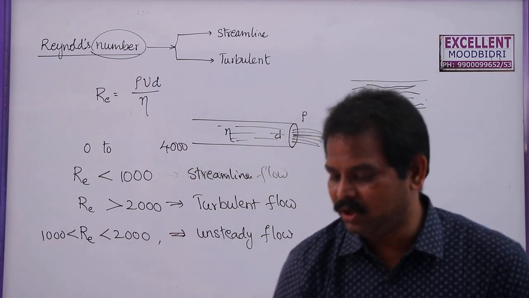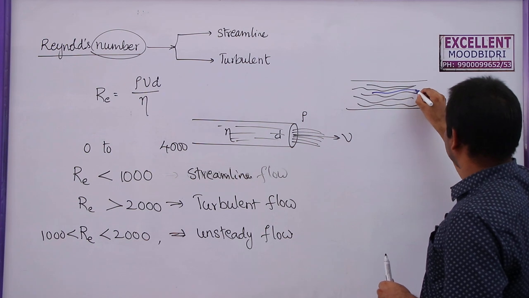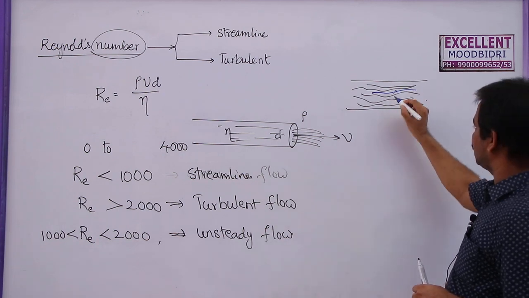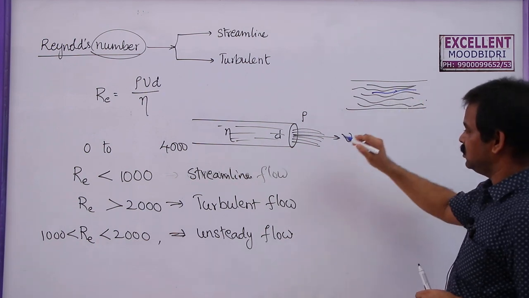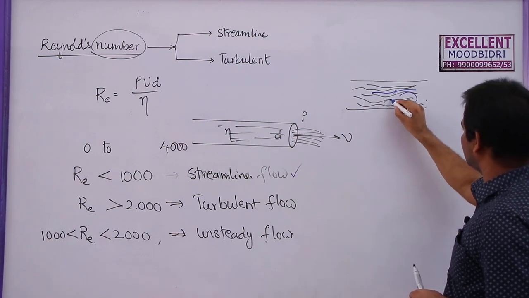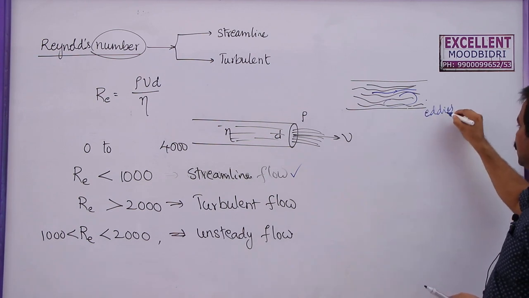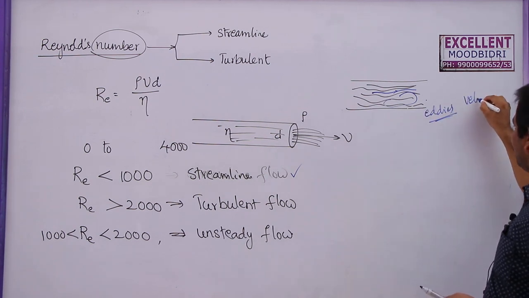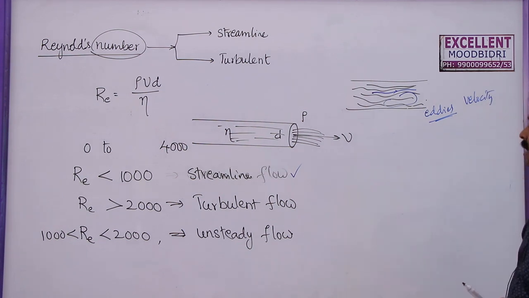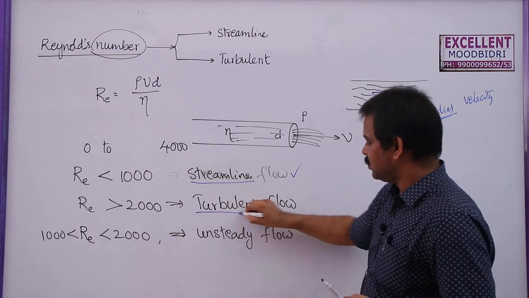If you keep a thread here, and the thread moves in a single direction, then it seems to be a streamline flow. If the thread comes in this direction, that means whirlpools and eddies may take place. Because of the difference in velocity, we can decide the flow as a streamline flow or a turbulent flow.